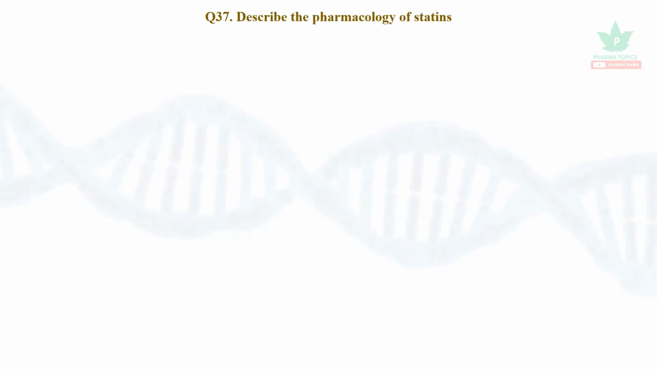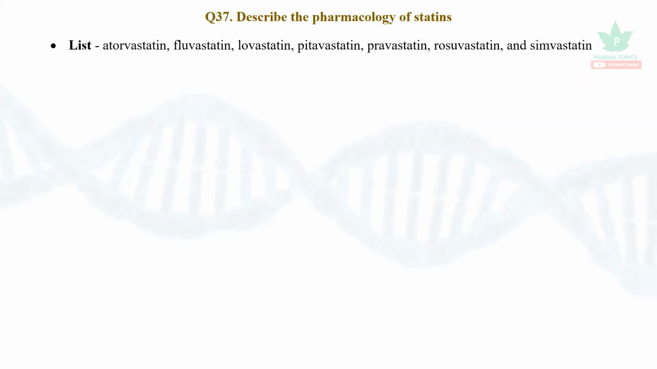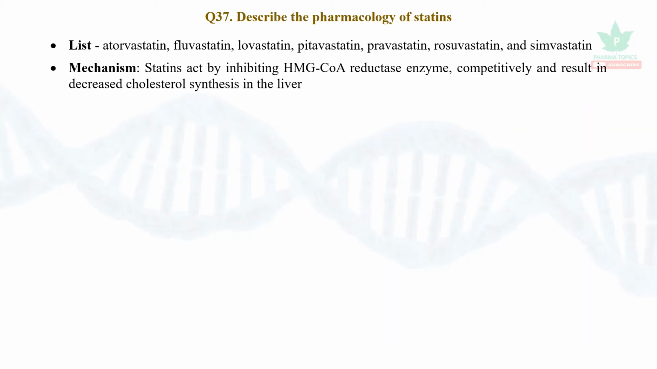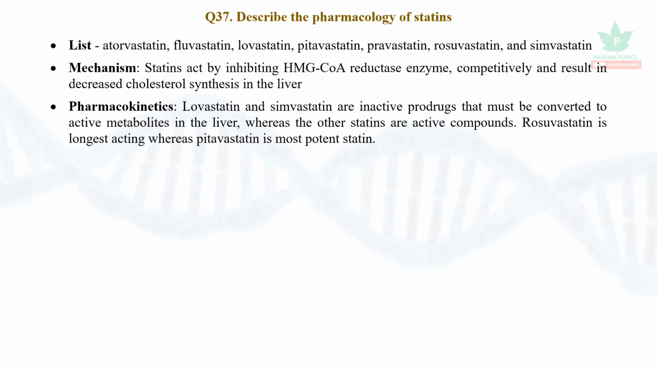So let us see about statins first and describe the pharmacology of statins. The list is all the statins, atorvastatin, fluvastatin, lovastatin, pitavastatin, and all other simvastatin. Mechanism, this HMG-CoA reductase is an important enzyme for the synthesis of cholesterol in the liver. That is inhibited by these drugs. So kinetics, lovastatin and simvastatin are inactive prodrugs. All other drugs are active drugs. Rosuvastatin is the longest acting and pitavastatin is the most potent statin.